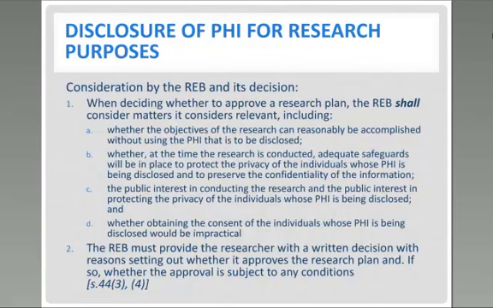So whether the objectives can be reasonably accomplished without using the PHI. So again, that consideration of the limitation principle: can other information, statistical, de-identified, anonymized data be used instead? Are there safeguards in place to protect the information? Public interest, public interest vis-a-vis protecting the privacy of the individuals. And again, back to the impracticality of obtaining consent.